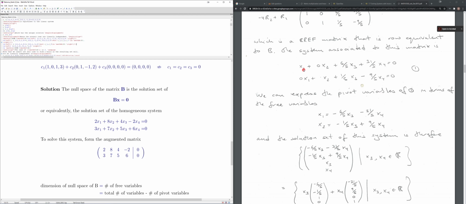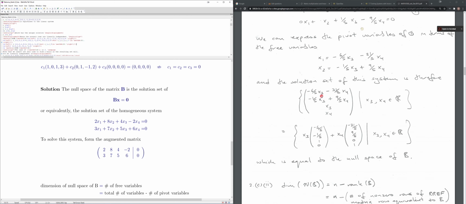Notice here I have pivots x1 and x2. I express x1 and x2 in terms of the free variables. And so the solution set, which is x1, x2, x3, and x4, has x1 expressed in terms of free variables and x2 expressed in terms of free variables. So this solution is expressed in terms of two variables, x3 and x4.